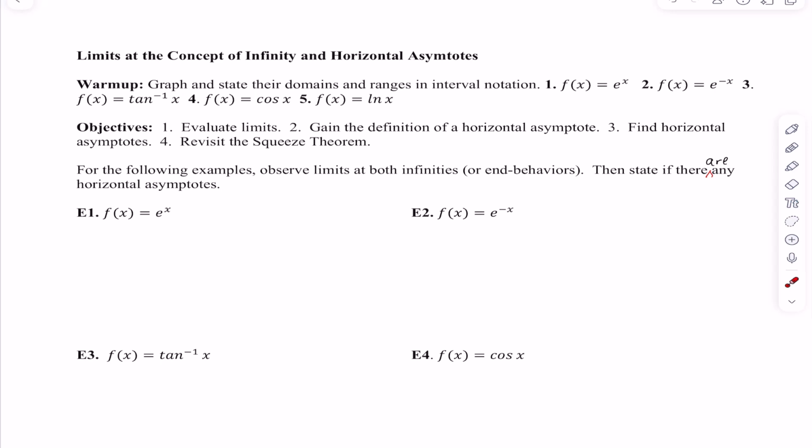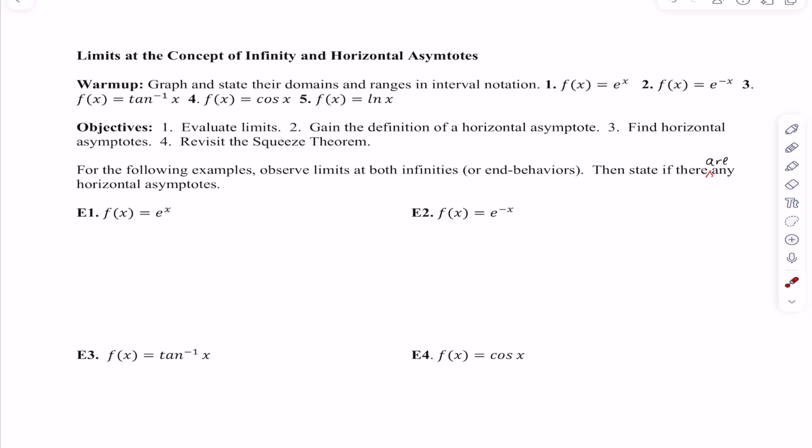Looking these things up will only make you draw them again and again without having to look them up. So make sure you could actually draw these graphs from memory and from knowledge, and then you have a really good chance of understanding limits in a differential calculus course. Our objectives for this topic are to evaluate more limits, gain the definition of a horizontal asymptote, find horizontal asymptotes, and if we have time, revisit the squeeze theorem.